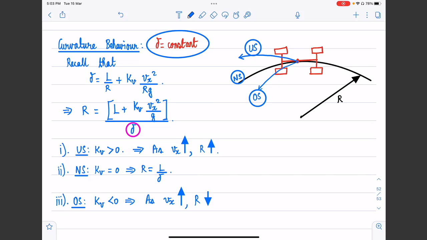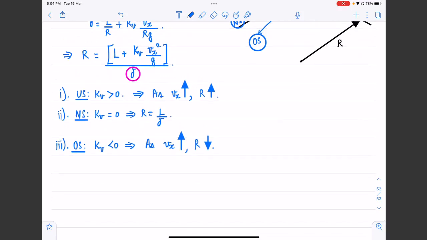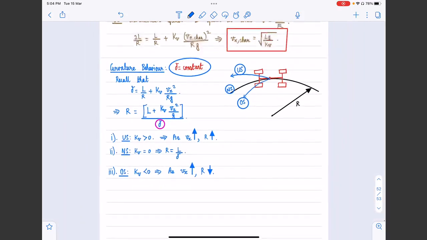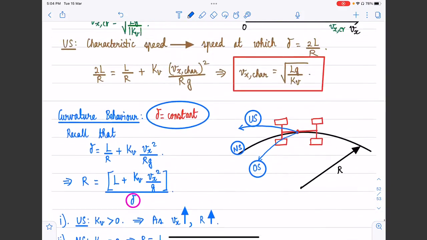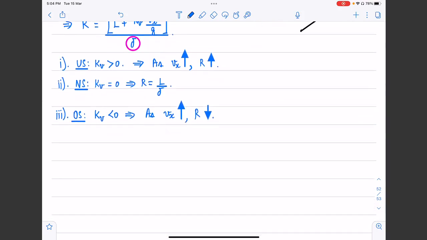For a neutral steer, it will always stay on the curve. For an oversteer vehicle, as speed increases, the radius of the turn decreases. Consequently, the vehicle seems to go into the turn. Those are the three scenarios. I hope this diagram is also clear. This is the curvature response. So we have looked at this concept of understeer, neutral steer, and oversteer from two different perspectives. Any questions before we go forward?